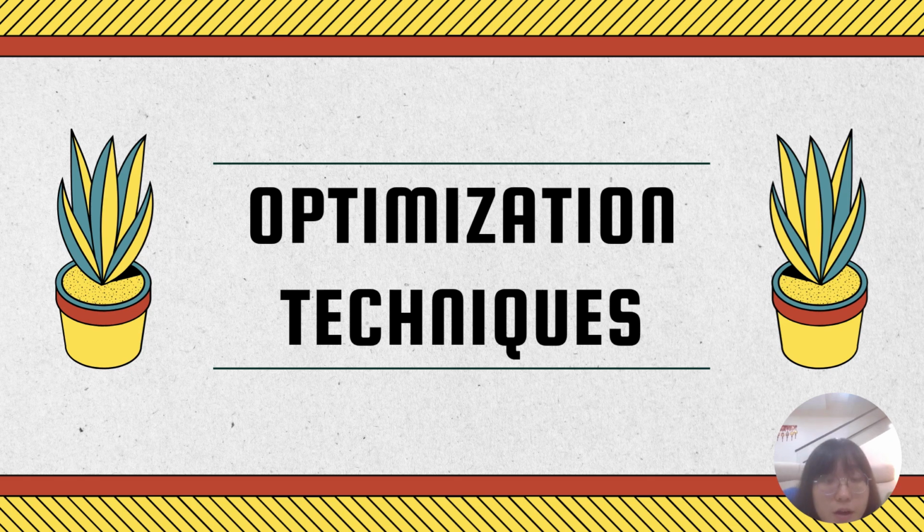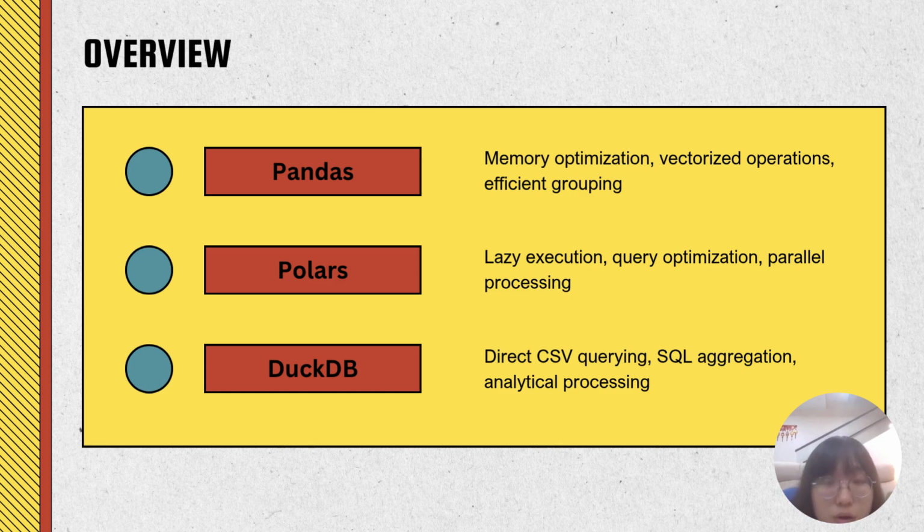For my part, I'll explain the optimization techniques used in our JobStreet data processing pipeline. After the data was cleaned, we applied 3 different optimization approaches, which are pandas, Polars, and DuckDB. For pandas, the main focus is on memory optimization, vectorized operations, and efficient grouping. This will help to reduce unnecessary memory usage during data loading and processing. For Polars, the main optimizations are lazy evaluation, query optimization, and parallel processing.